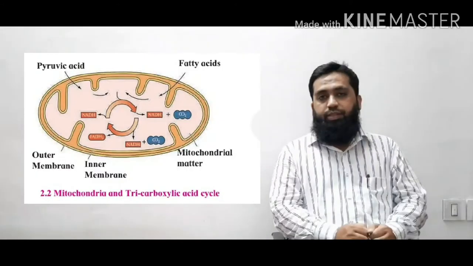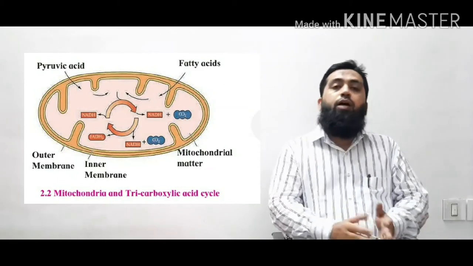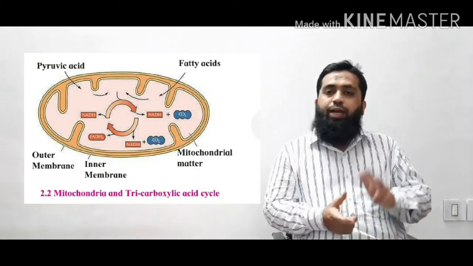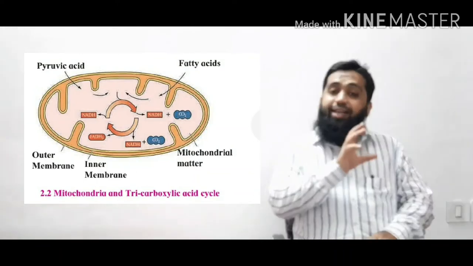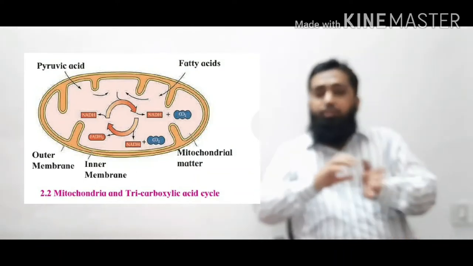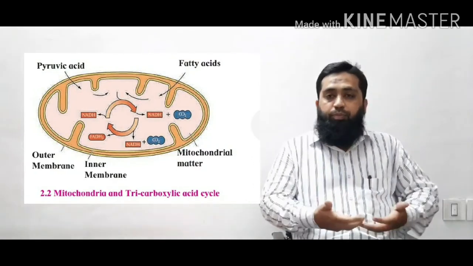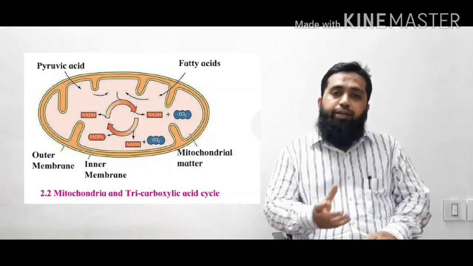powerhouse of the cell. Why is it called the powerhouse of the cell? Because in the mitochondria, molecules like pyruvic acid, FADH2, NADH2, ATP molecules, water H2O, and acetyl coenzyme A move in, and there is generation of more ATP molecules. Okay, so in the mitochondria, our energy is stored in the form of ATP, adenosine triphosphate.